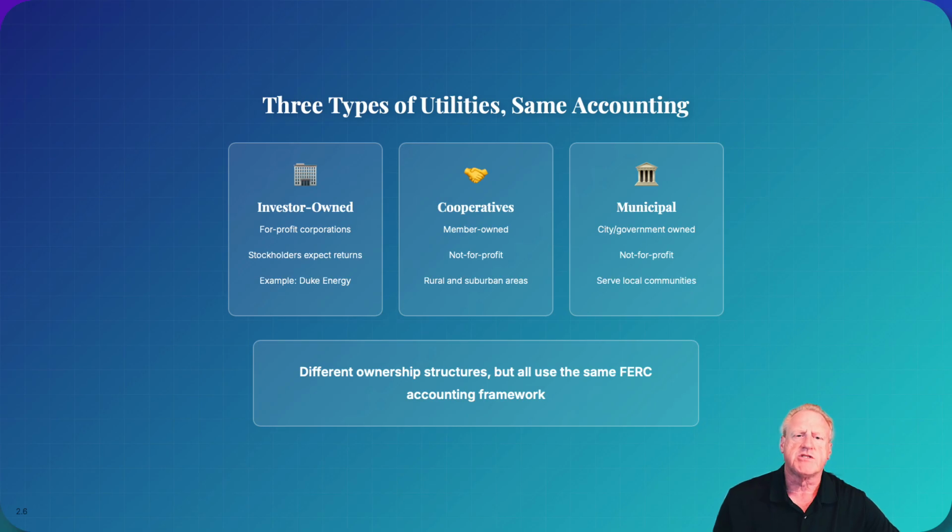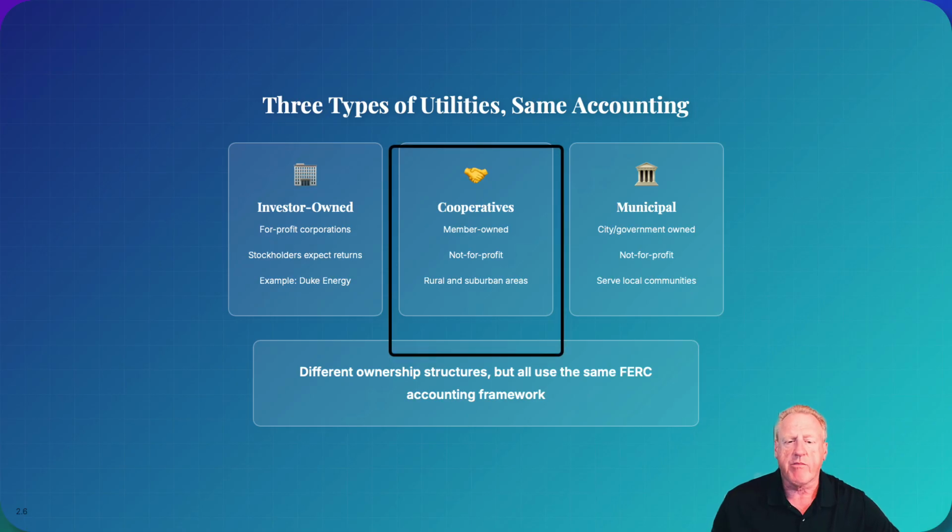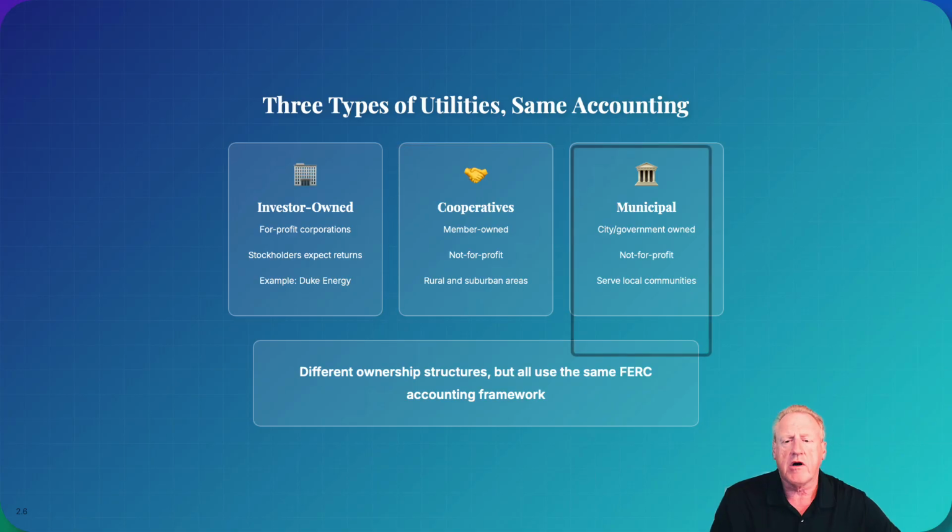Now, in the energy business, there are three types of utilities. There are investor-owned utilities. These are for-profit corporations. They're owned by stockholders, and they're generally regulated by state commissions and by the Federal Energy Regulatory Commission. Then there are electric cooperatives. These are owned by their members, and they're technically not-for-profit, and they generally serve rural and suburban areas. Then there are municipal utilities. Those are city and government owned. They're also technically not-for-profit, and they serve local communities.